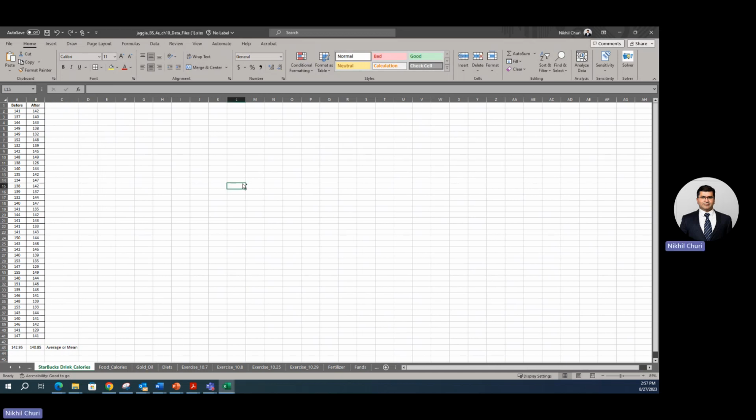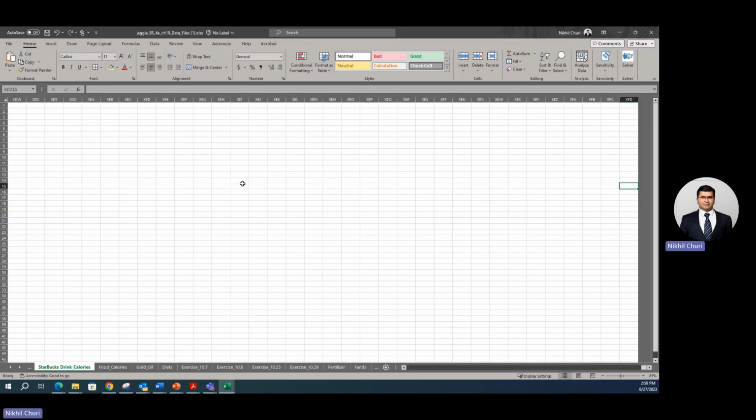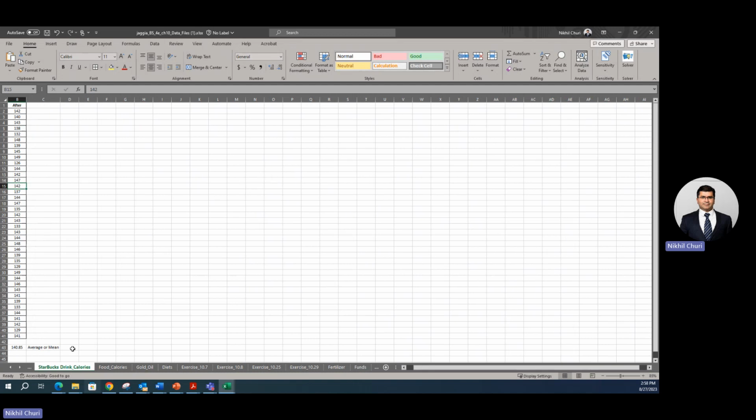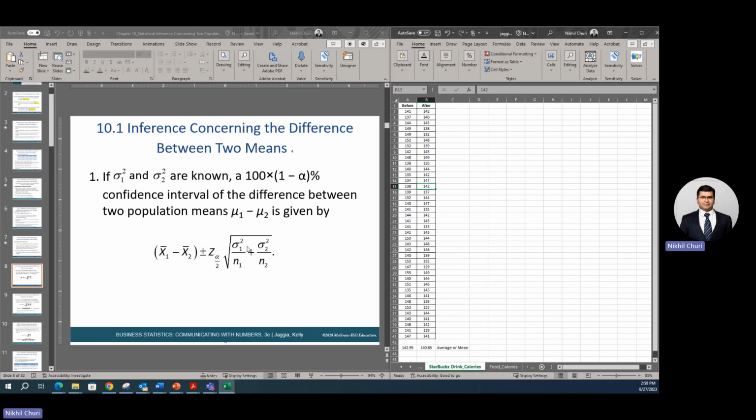Coming back to our PowerPoint slides, I found this is my x1 bar. This is my x2 bar. Z we will get to. Sigma 1 square: in this case, sigma 1 and sigma 2 are already given, known, so it should be given in the problem. Do not worry. My N1 and N2 are 40 here, so I don't have to worry.